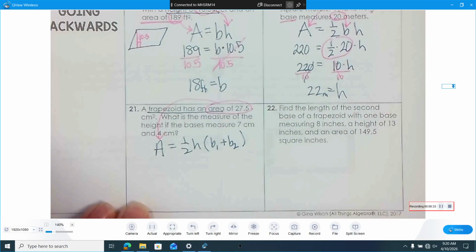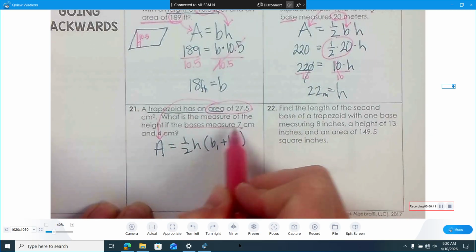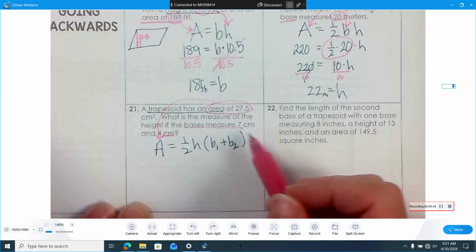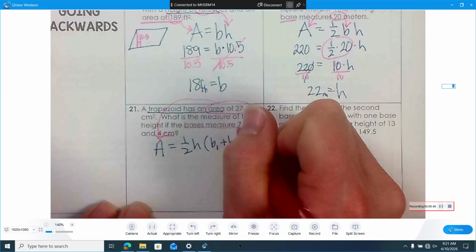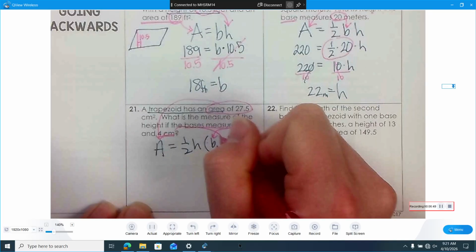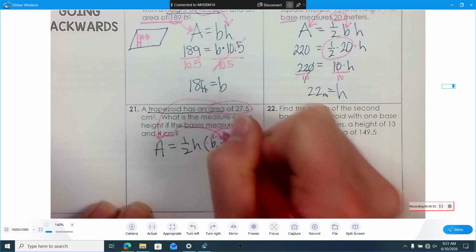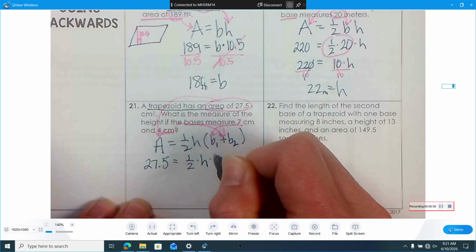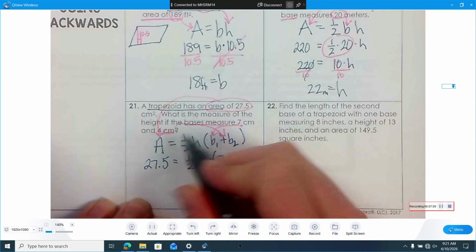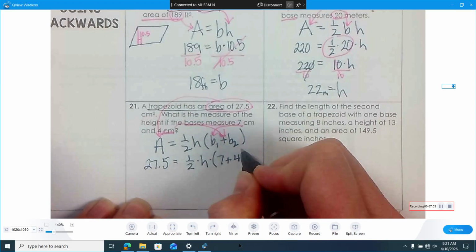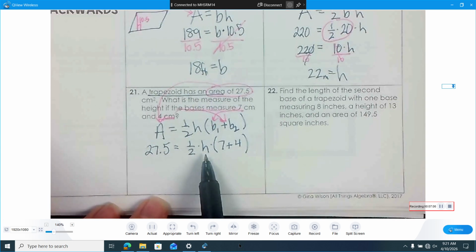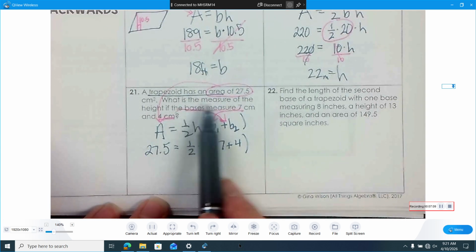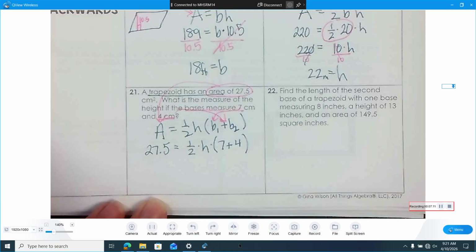Very good. What is the measure of the height if the bases measure 7 and 4? Where should we put the 7 and 4 in? B1 and B2, very good. So base 1 and base 2. So I'm going to plug in what we know. So 27.5 equals 1/2 times H times base 1 was 7, base 2 was 4. So I'm just plugging in what we know, and that's going to leave H, and that's what they wanted us to find. It said, what is the measure of the height? So that's what we want to find, H.